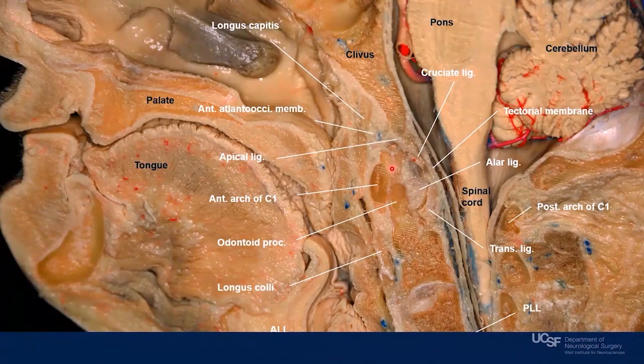A couple of the ligaments that we mentioned previously, but now from this mid-sagittal perspective, we see the apical ligament that attaches from the apex of the odontoid process to the basion, and we also see the alar ligament that attaches to the medial portion of the condyles, and posterior and inferior to it we see the transverse ligament, which forms the cruciform ligament along with the superior and inferior bands.